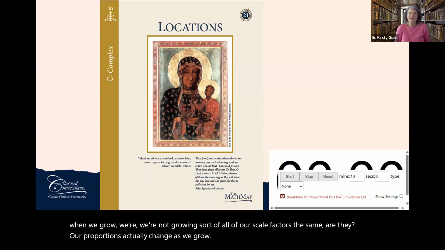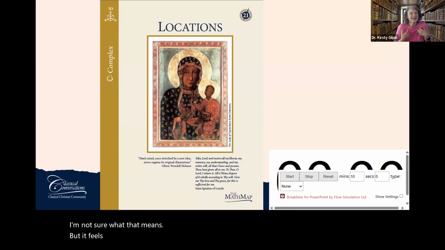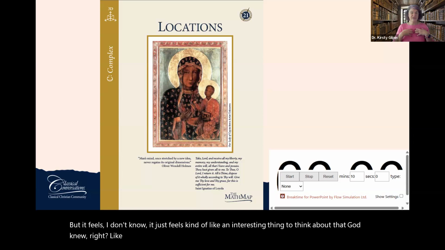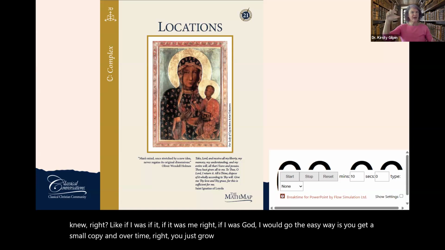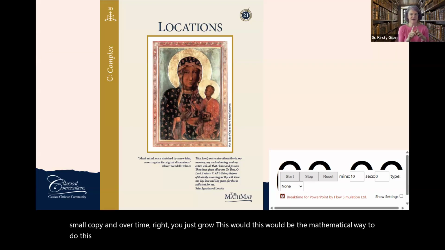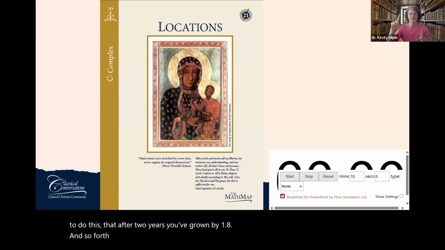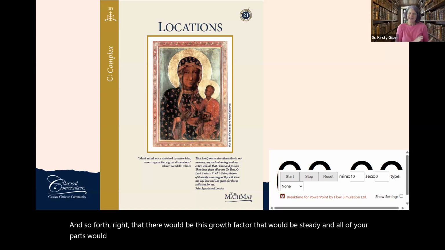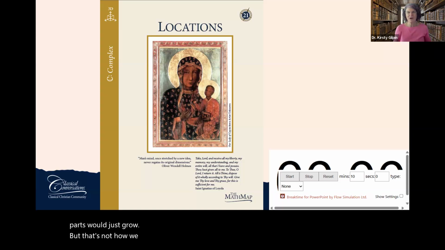I'm not sure what that means, but it feels like an interesting thing to think about, that God knew. If it was me, if I was God, I would go the easy way: you get a small copy and over time you just grow. This would be the mathematical way to do this, that after 2 years you've grown by 1.8 and so forth. There would be this growth factor that would be steady and all of your parts would just grow. That's not how we work, right? It's a way more complex process than that.